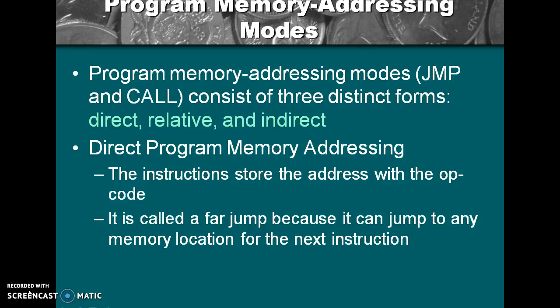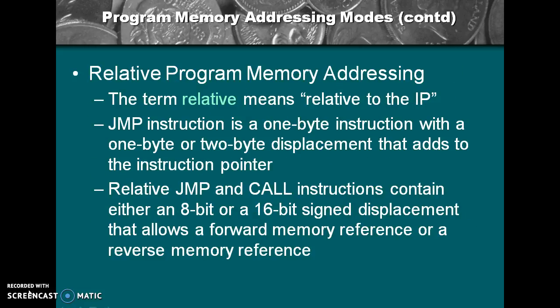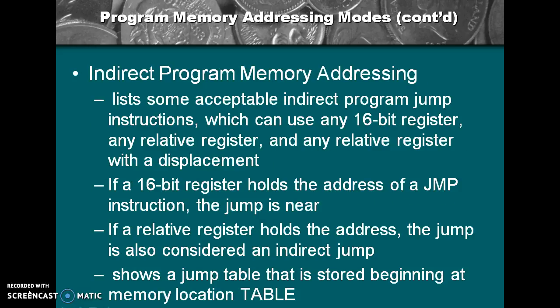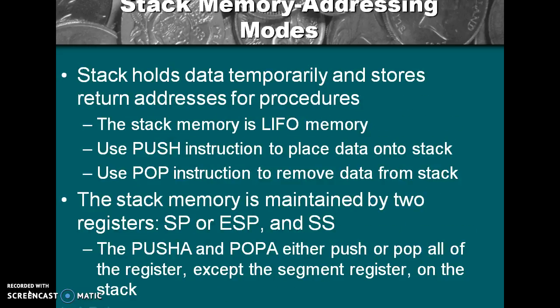Program memory addressing modes. Program addressing modes consist of three distinct forms: direct, relative, and indirect. Relative jump and call instructions contain either an 8-bit or 16-bit displacement that allows a forward or backward memory reference.